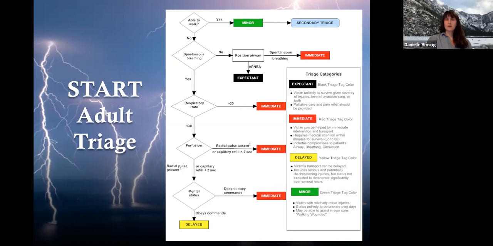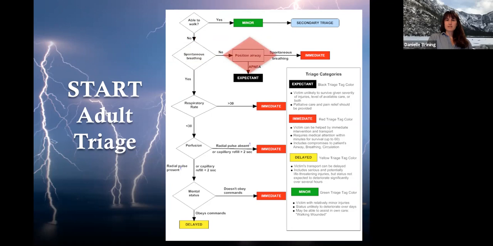So we start off with able to walk. A lot of times you can just call out, if you can hear the sound of my voice, follow me. And then walk them over to the green area, which stands for minor or walking wounded. For everyone else who didn't stand up and follow your command, weren't able to walk, you go down to check for spontaneous breathing.